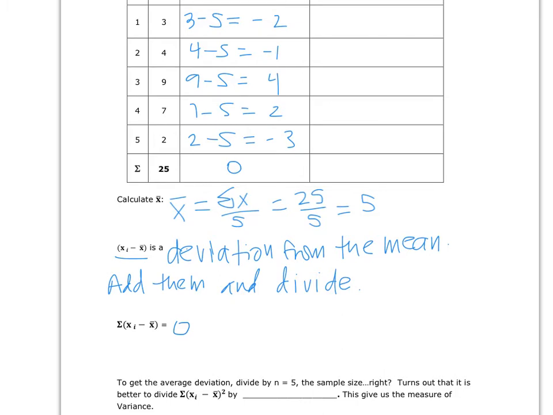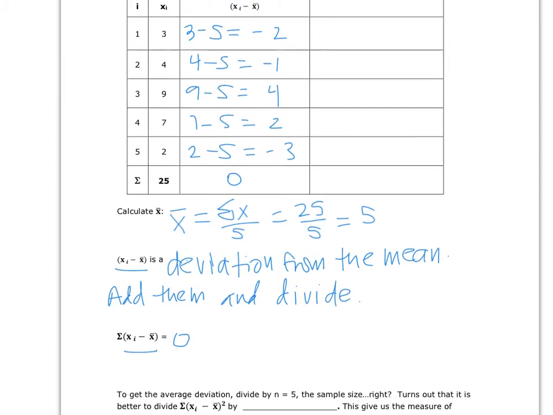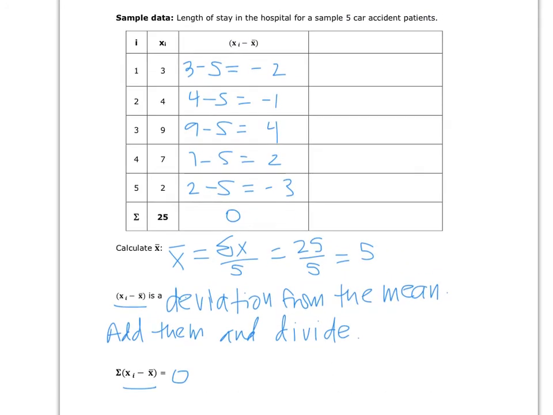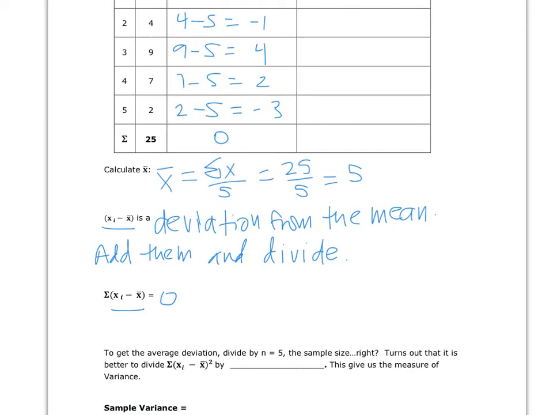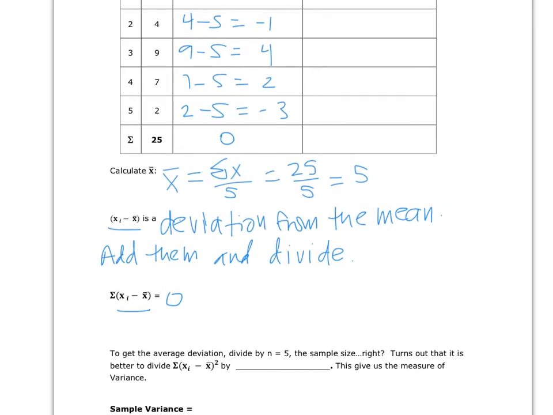What can we do to that X minus X bar so that when we add them up, they don't equal 0? Well, one thing we have going on here is these deviations, some of them are positive and some are negative. Turns out there's always going to be the right number of negatives to cancel out the right number of positives. So we need to do something to that X minus X bar to make it all positive. There's kind of two options, right? We can do absolute value or we can square. Turns out squaring is the better option.